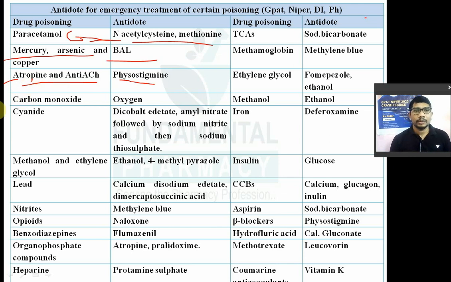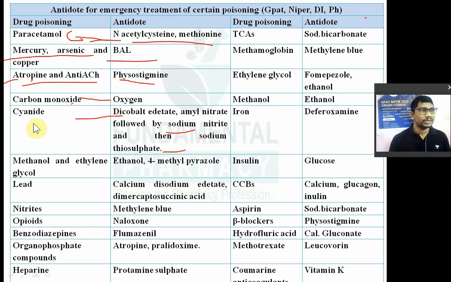Now if you get carbon monoxide poisoning, in that case oxygen is a specific antidote. Hyperbaric oxygen, that is, giving oxygen at very high pressure. Now in case of cyanide poisoning, what is the specific antidote? Dicobalt EDTA, amyl nitrite followed by sodium nitrite and then sodium thiosulfate. So remember, amyl nitrite, sodium nitrite and sodium thiosulfate are the antidotes for cyanide poisoning.